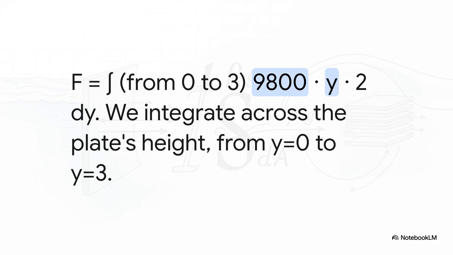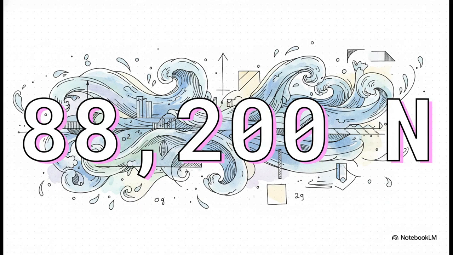We've got 9,800 for the rho g part, we have y for our depth, we've got 2 for our width, and since the plate starts at the surface, y equals 0, and goes down 3 meters, our limits of integration are from 0 to 3. And when you run the numbers, pull out the constants, and evaluate that pretty simple integral, you get your final answer, a total force of 88,200 newtons.